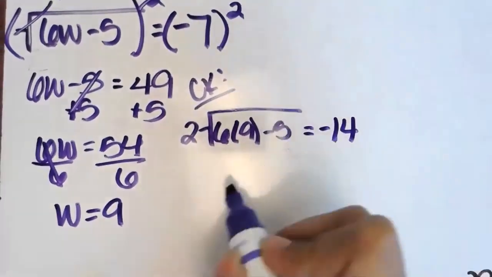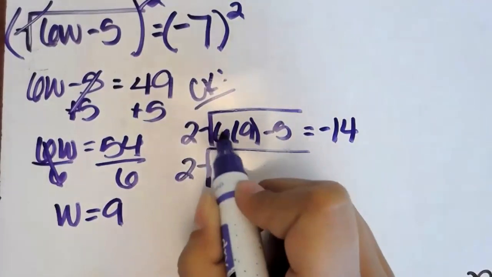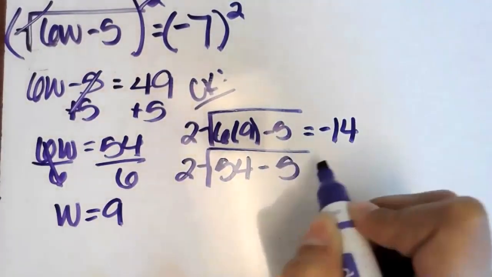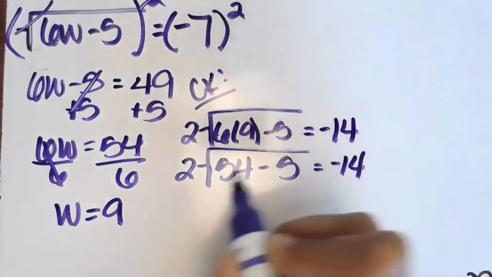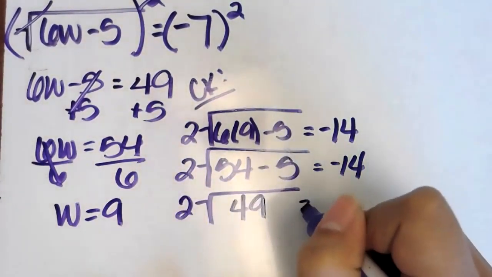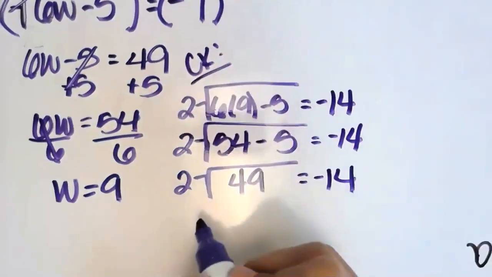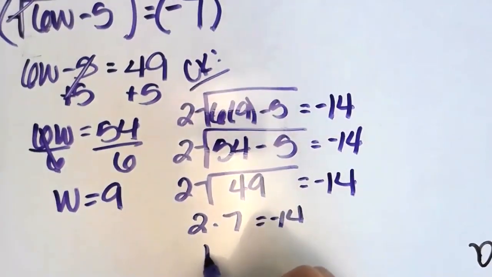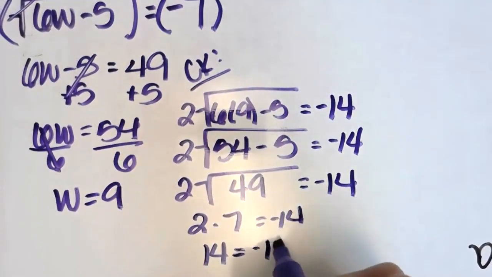I'm going to do it by hand. So 6 times 9 is 54, minus 5 is 49. And then the square root of 49 is 7. And 2 times 7 is 14 equals negative 14.